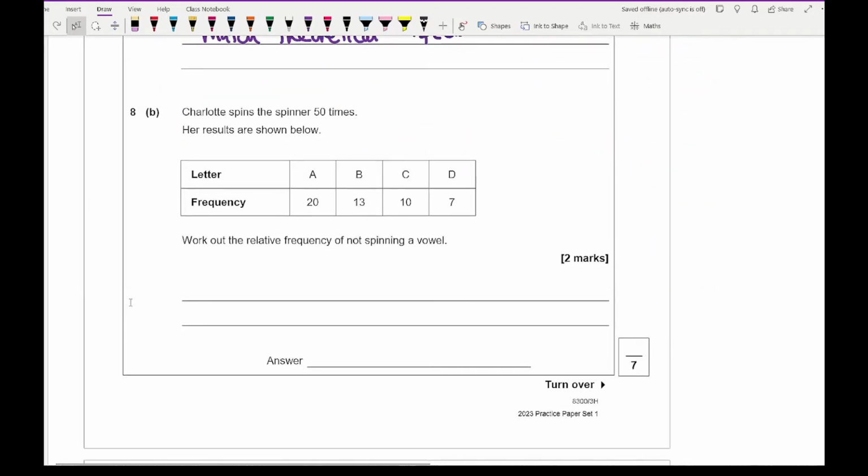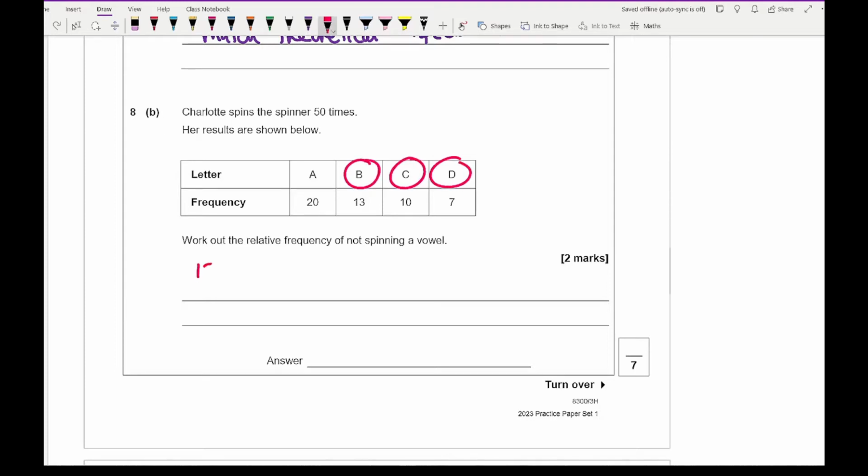Question 8b says Charlotte spins the spinner 50 times. Her results are shown as follows. Work out the relative frequency of not spinning a vowel. So let's first of all see which one of these are vowels. So it's going to be not a vowel is B, C and D.